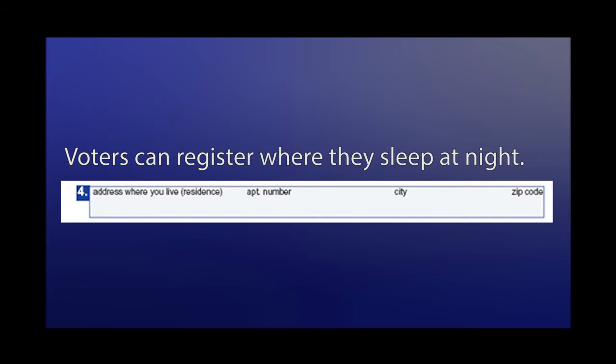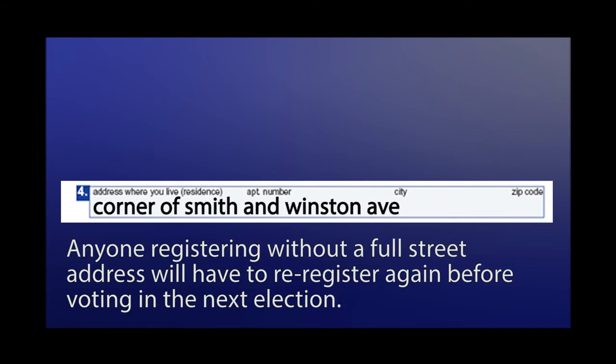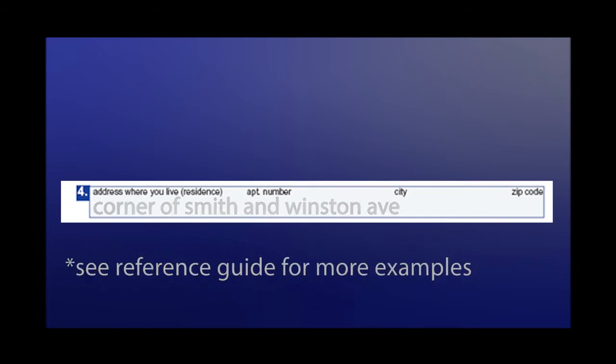This could be a shelter, a friend's house, or a location outside. If the voter sleeps outside at the corner of Smith and Winston Avenue, for example, she can write the description of that location in box 4. The reference guide outlines additional instances of voters who need to register and do not have permanent housing.